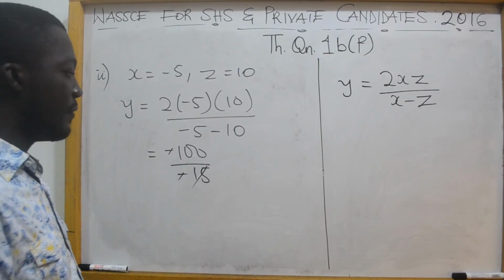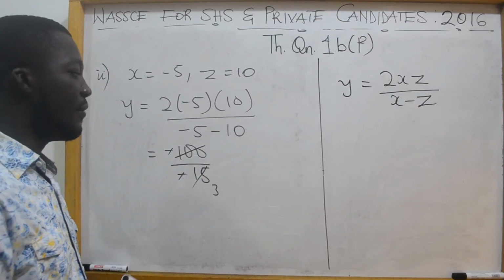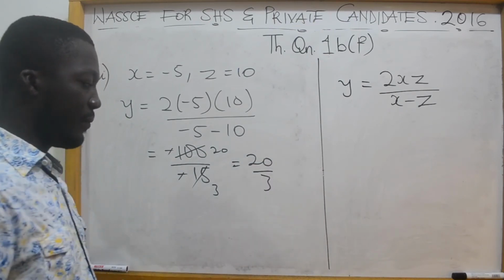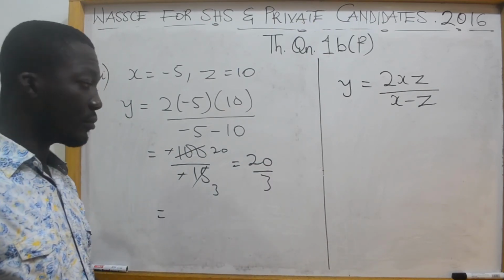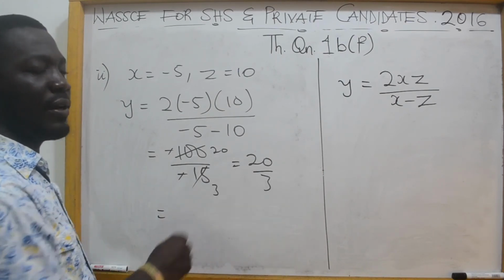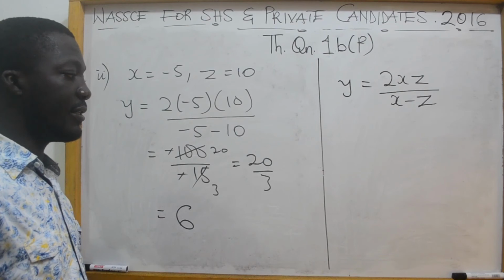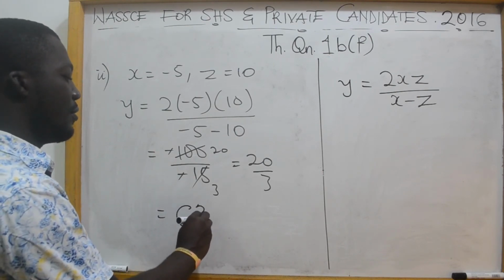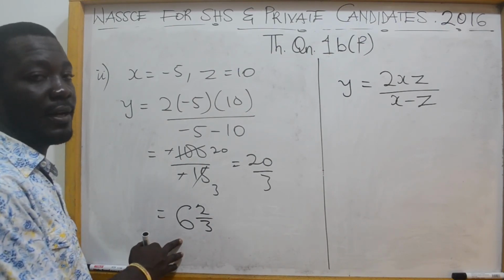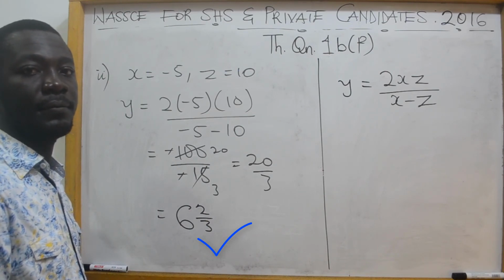5 into 15 is 3. Then 5 into 100 is 20. So we have 20 out of 3, but we are asked to leave it in a mixed number. So 3 into 20 is 6. 6, 3, 18. Remainder 2 divided by the denominator. So this is our answer, 6 whole number 2 over 3.